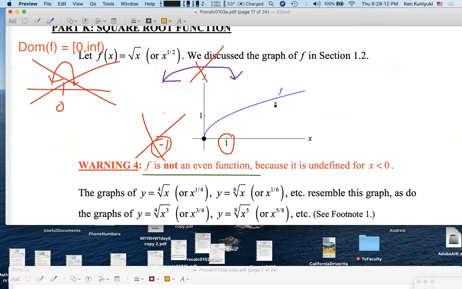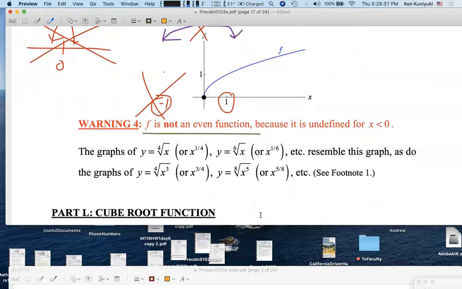Now, the square root graph looks like the graphs for the 4th root of x, the 6th root of x, and so forth. Even for something like x to the 3/4 or x to the 5/8, where the exponent is proper, odd integer over even integer, you'll have similar graphs as these. Domain is the non-negative reals.